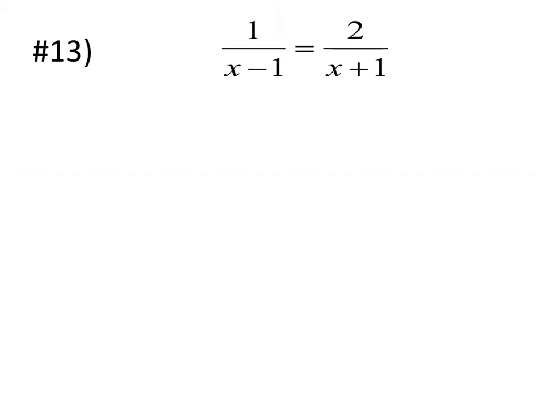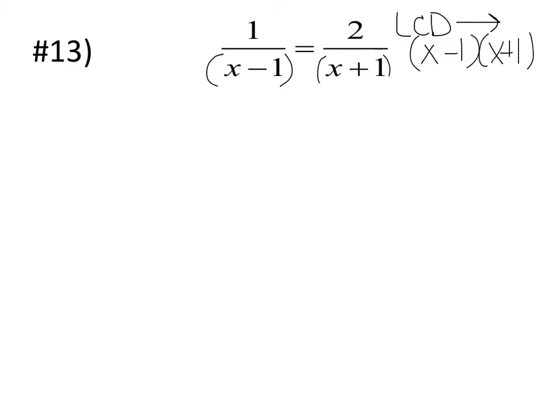All right. So parentheses first. LCD: you need x minus 1, you need an x plus 1. Check, check. We're good. Multiply x minus 1 times x plus 1 times both pieces.